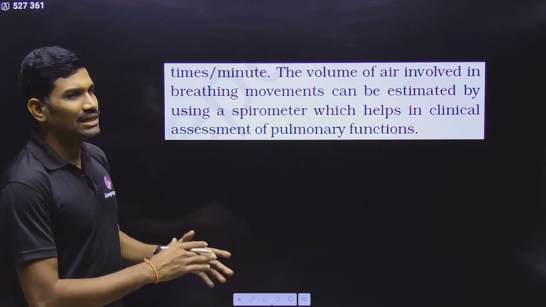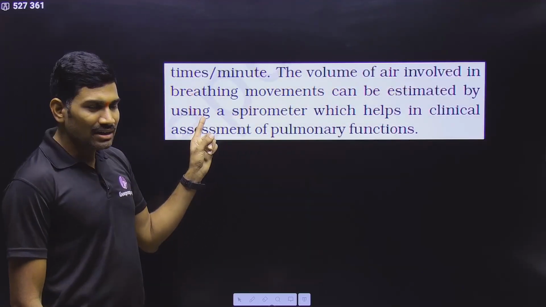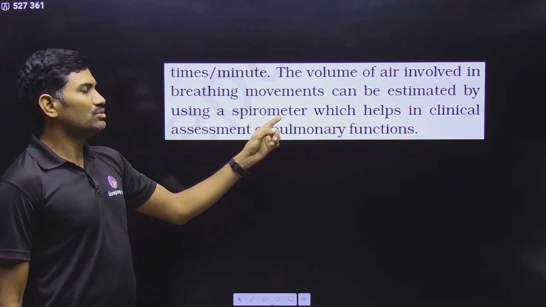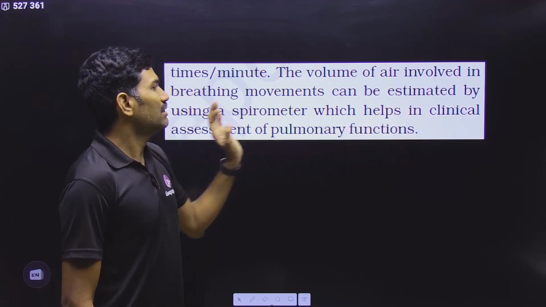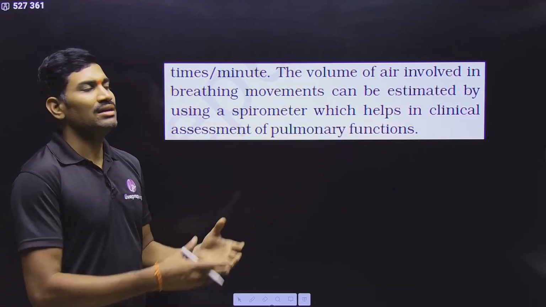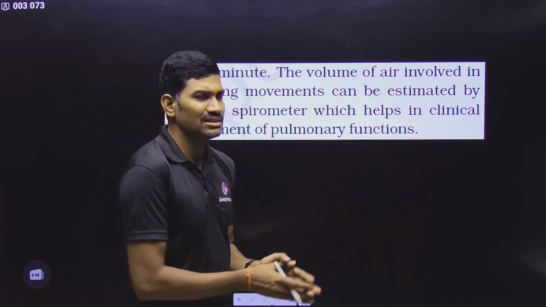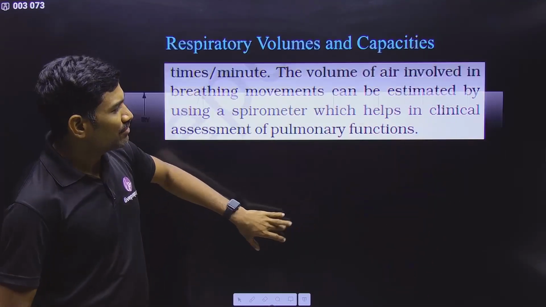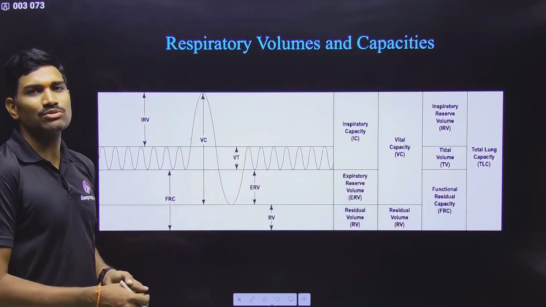Now we are going directly to the content. The same point once again I am reading. The volume of air that is involved in breathing movements can be estimated by using an instrument called a spirometer, which helps in estimating various pulmonary functions that have clinical significance. Even in the previous lecture we studied this point. With the help of this spirometer, we can calculate many of these things.